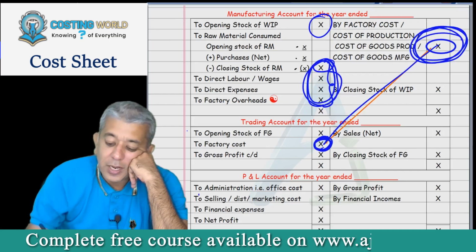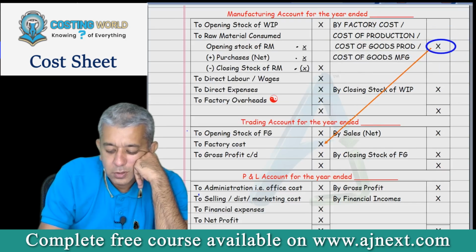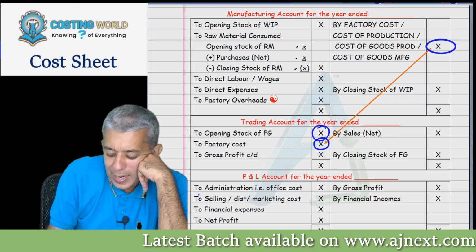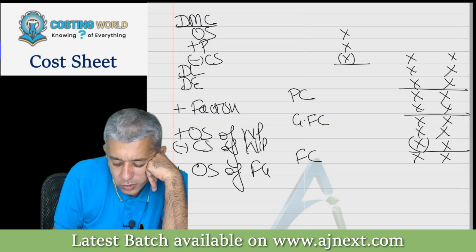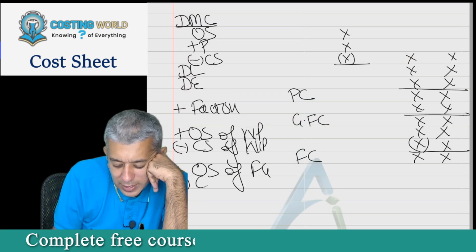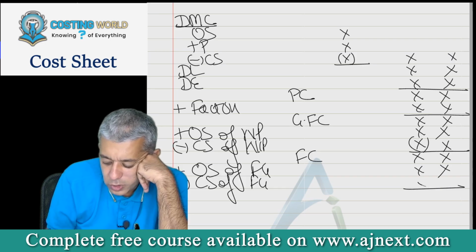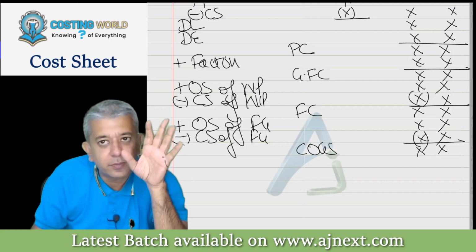So now your trading account starts actually. Tell me now, what should I do? You have reached till here. Add opening stock of finished goods. Further, less closing stock of finished goods. Once you all do this, then you will reach COGS. Is that okay? Yes, sir.